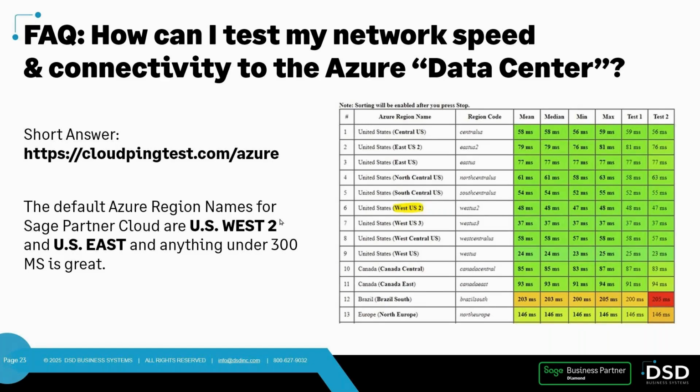But if you wanted to test it, there is a spot out there called Cloud Ping Test, Azure. And if you reach out to us, we can give you this, or you can write this down. The cloudpingtest.com Azure. And what this does is this runs a program that pings the different servers. And you'll see the different servers. Now, our two farms, if you will, are US West 2 and East US. So those are our two cloud farms that we have it in. So those would be the numbers you care about.